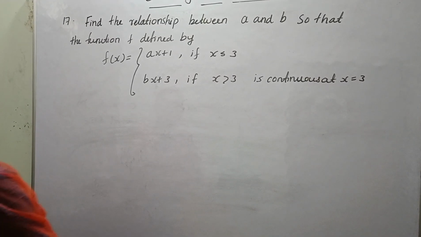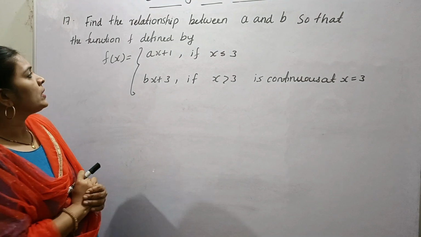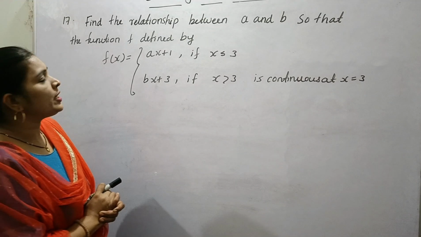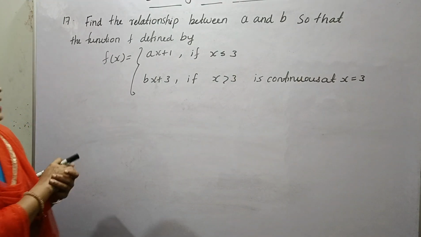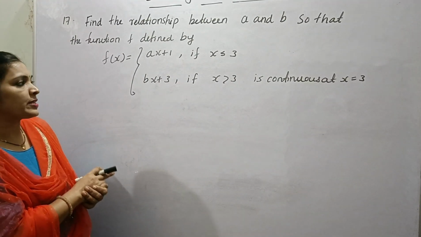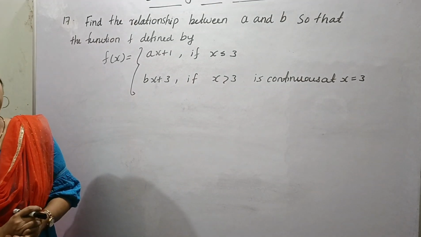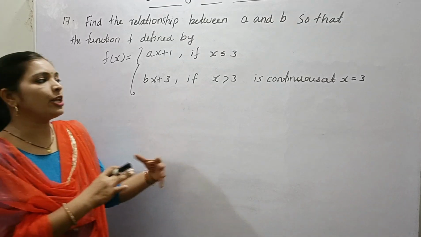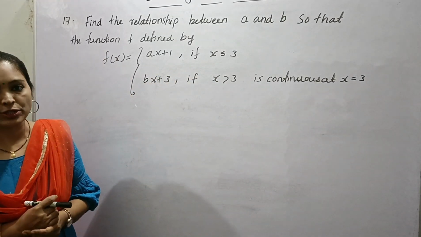Next, the 17th question. For questions 15 and 16, you have to refer to question number 14. So the 17th question: find the relationship between a and b so that the function f defined by f of x is equal to ax plus 1 if x is less than or equal to 3, and f of x is equal to bx plus 3 if x is greater than 3, is continuous at x equal to 3. Okay, so here it is given that if this function is continuous at x equal to 3, then what are the values of a and b?